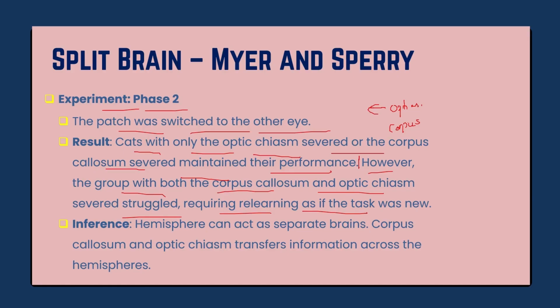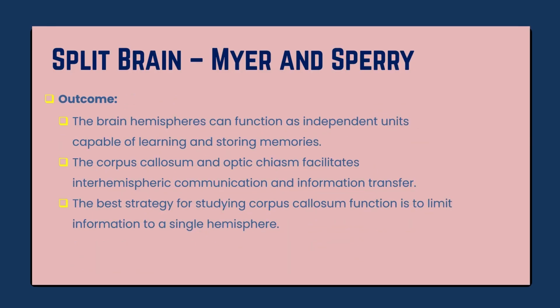And what did they infer from here? That hemispheres can act as separate brains. Corpus callosum transfers information across the hemispheres. I hope you understood that. That was easy to understand, right? Let's see what was the outcome of the experiments Meyer and Sperry conducted on the cats.